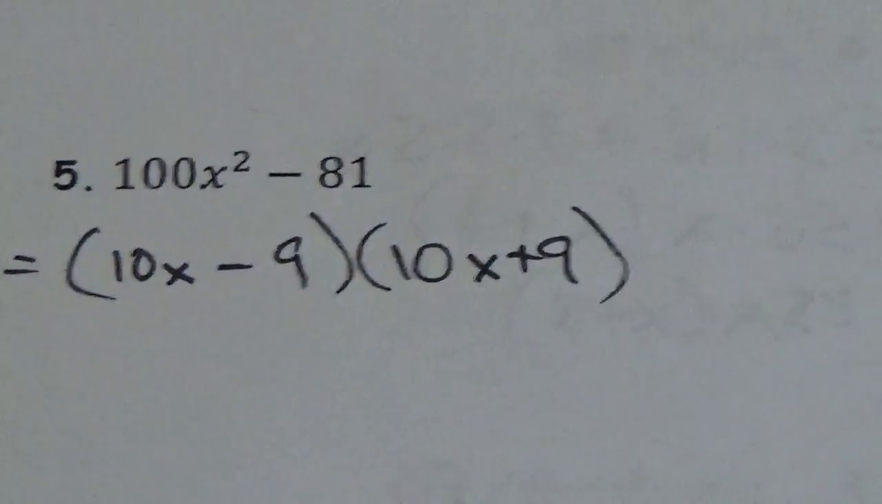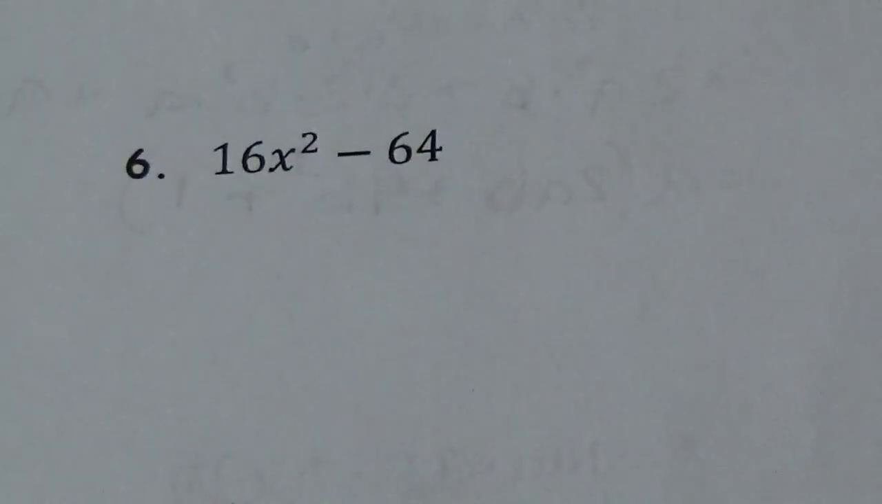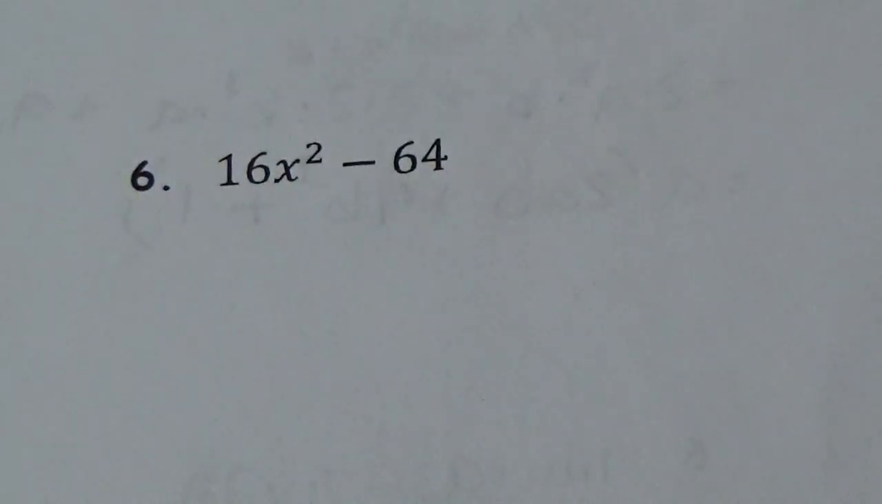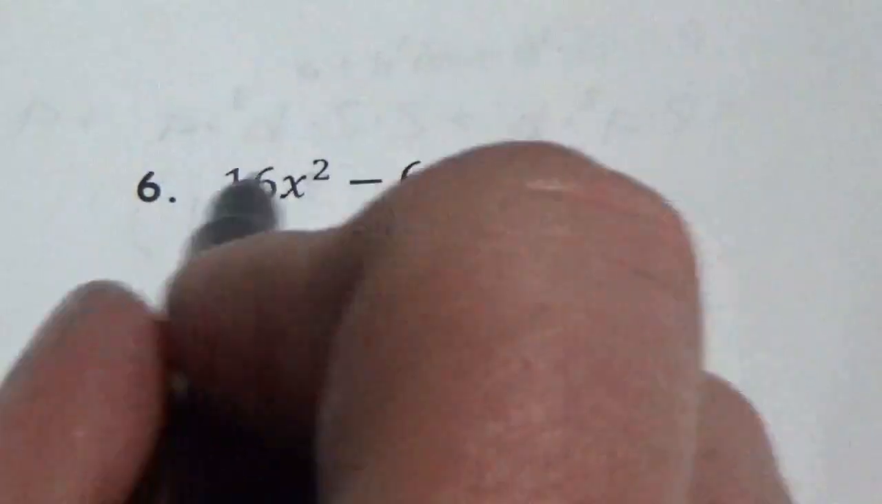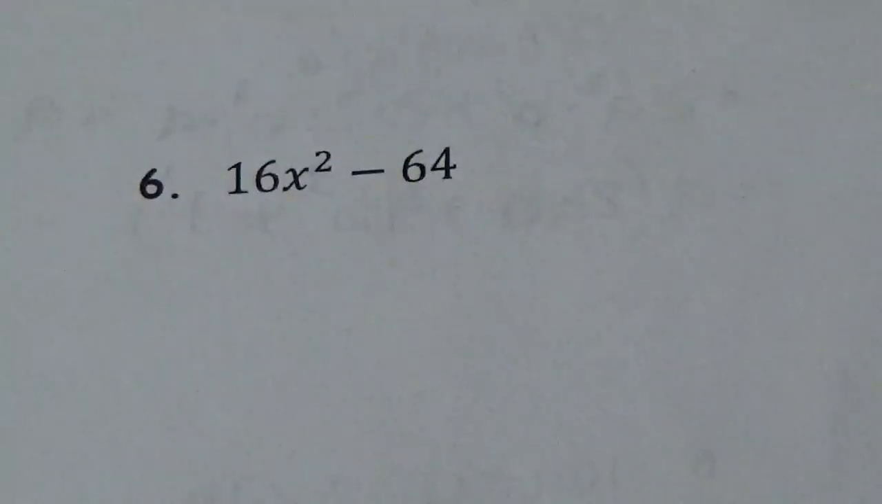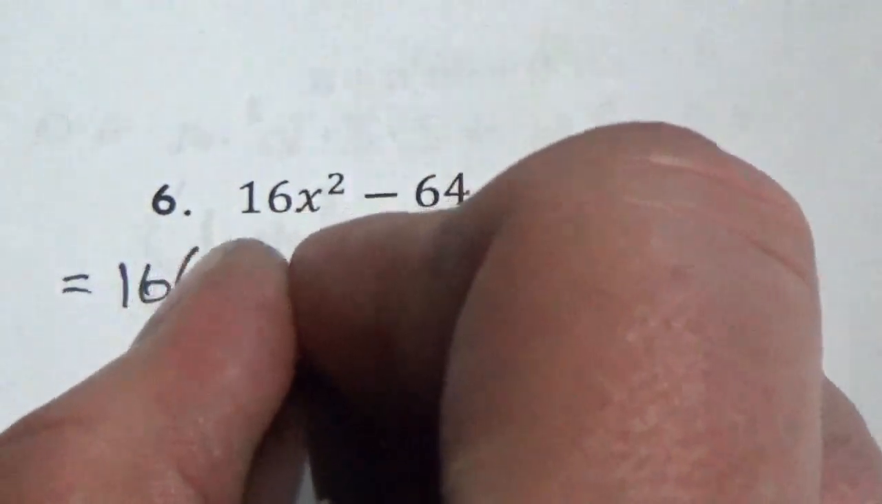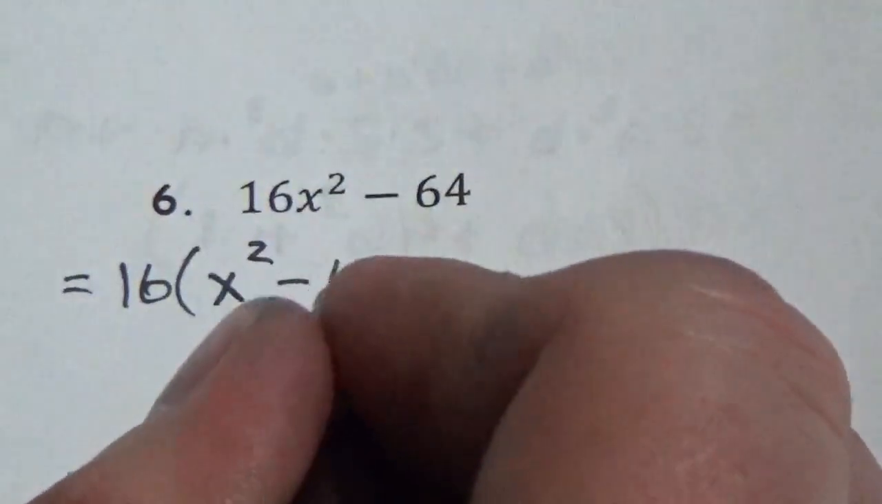And then finally, let's take a look at one more. 16x squared minus 64. Again, I'm noticing that this is a perfect square and this is a perfect square. But if I'm going to be asked to fully factor something, then I need to yank out what's common first. It turns out both of these have a factor of 16 in them. And the more you play with this, the easier it gets to see that sort of thing. If I divide this by 16, I'm just going to be left with the x squared. And if you divide 64 by 16, you'll be left with 4.